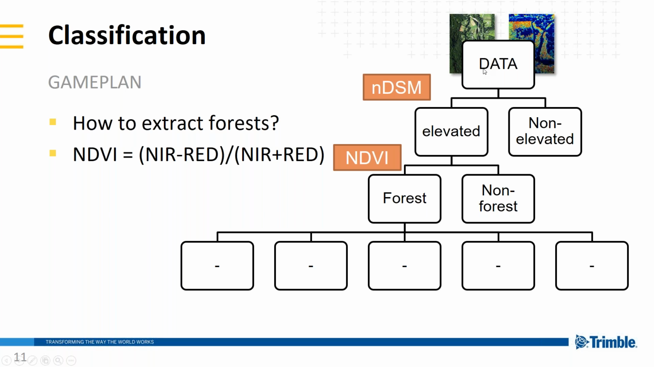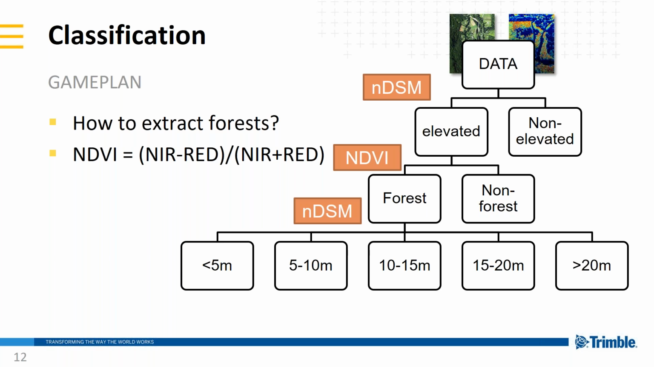This is our classification tree, more or less. We split it at the beginning, elevated, non-elevated, based on the NDSM, so on the elevation of the features. Then we calculated the NDVI to discriminate between more or less houses and vegetation. And in the last step, we're going to discriminate different height classes within the class forest. And again, of course, we're going to use the NDSM, and we're going to discriminate into these 5 classes: lower than 5 meters, 5 to 10, 10 to 15, 15 to 20, and higher than 20 meters.